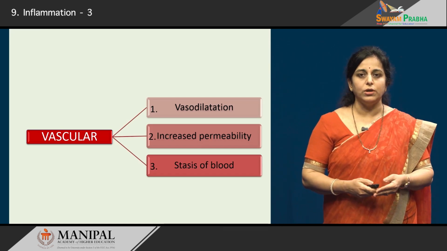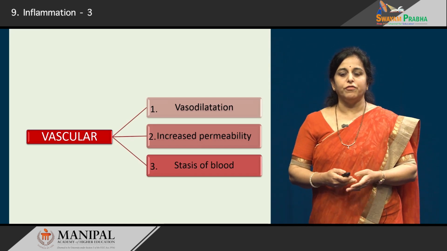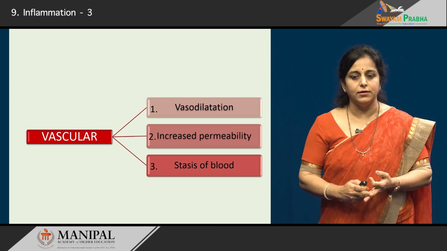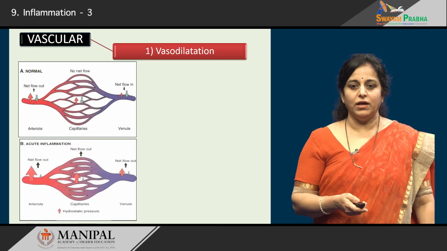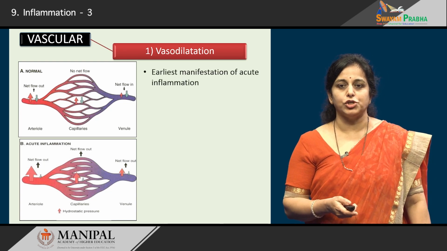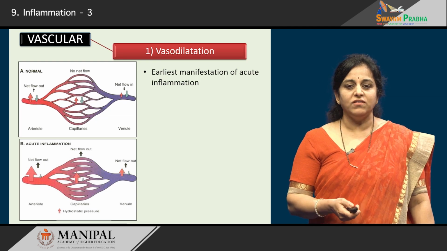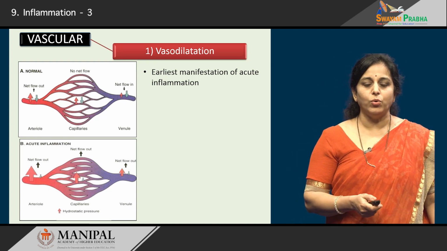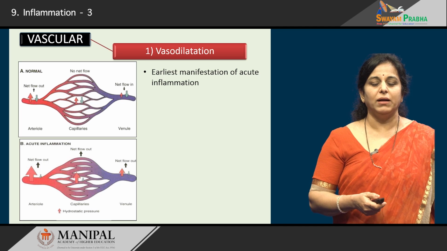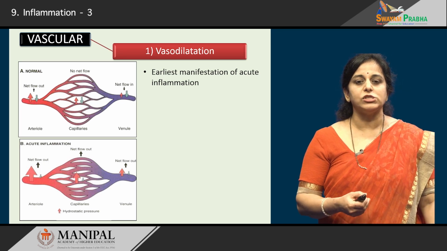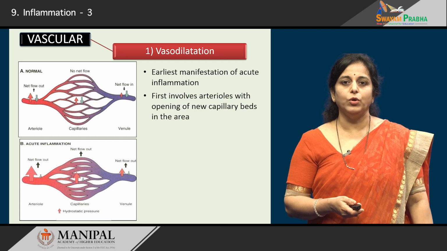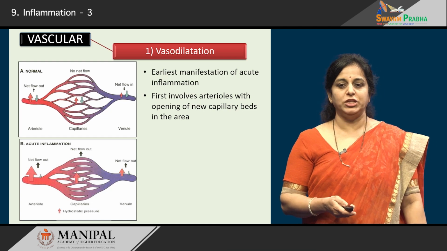Now, let us look at these vascular events a little more in detail. The first thing is vasodilatation, second is increased vascular permeability, and third is stasis. Among the vascular events, the first thing that happens is vasodilatation. It is the earliest manifestation of acute inflammation. In the two pictures on the screen, the one above is the normal circulation. In acute inflammation, you can see that the blood vessels have dilated and there is more sprouting of vascular channels.